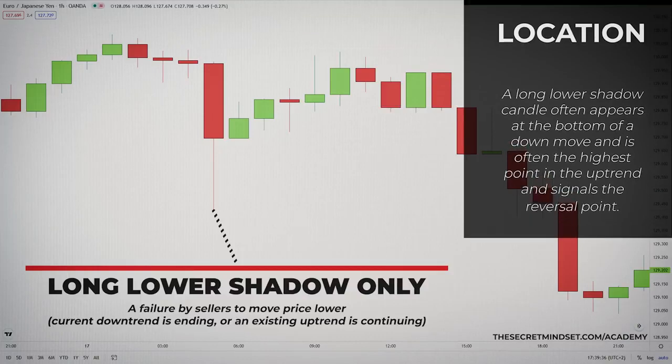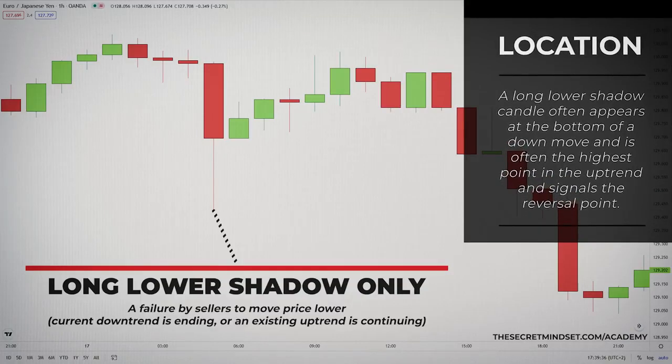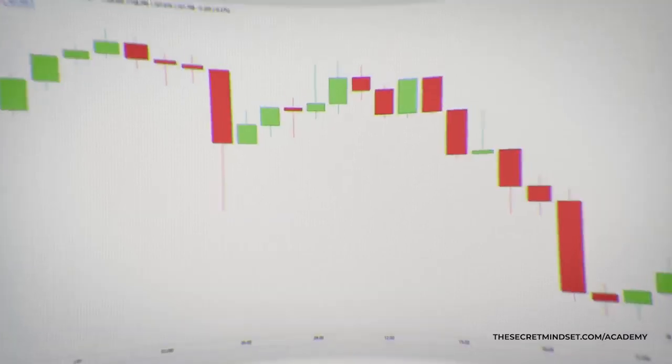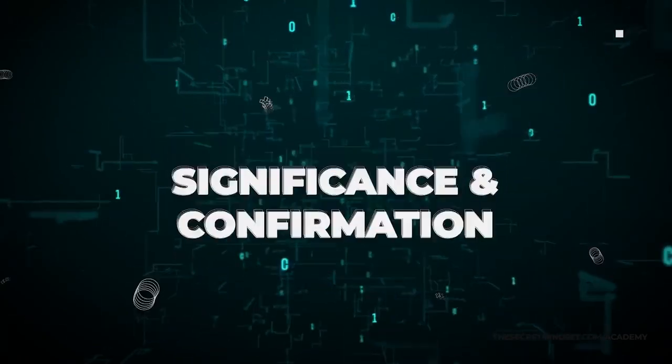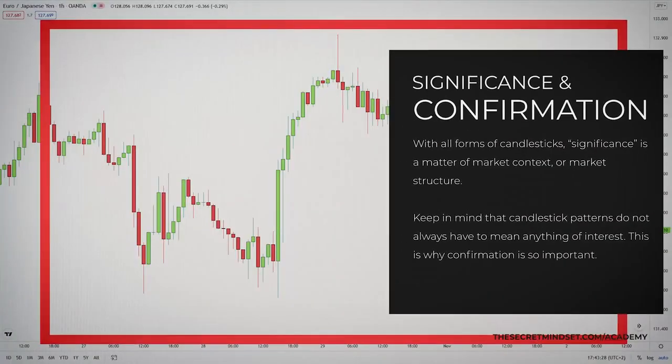A long lower shadow candle often appears at the bottom of a down move and is often the highest point in the uptrend and signals the reversal point. So now you have 6 candlestick types to analyze. But with all forms of candlesticks, significance is a matter of market context or market structure.